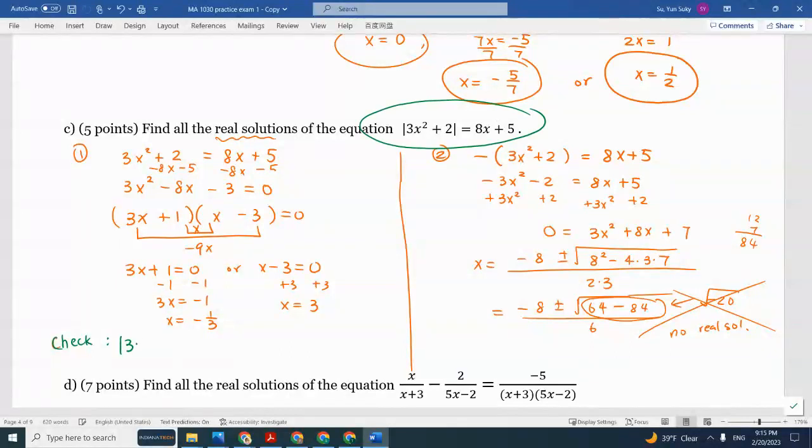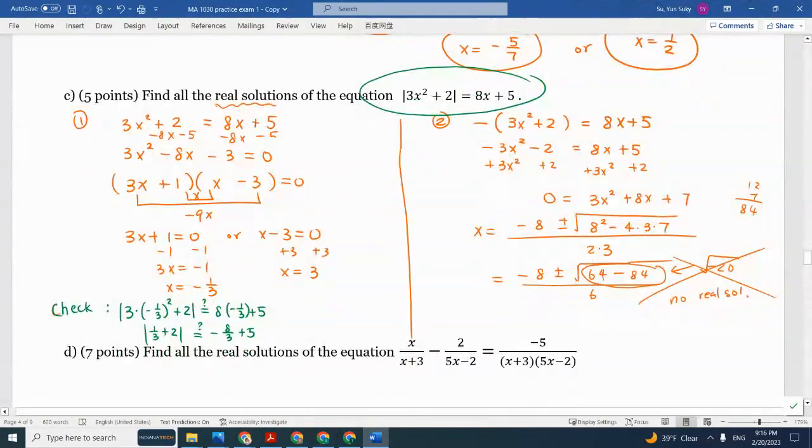3 times negative 1/3 squared plus 2 — is it equal to 8 times negative 1/3 plus 5? Negative 1/3 squared is 1/9. 1/9 times 3 is 1/3. 1/3 plus 2. Let's check. 2 is like 6/3. 1 plus 6 is 7/3 on the left hand side.